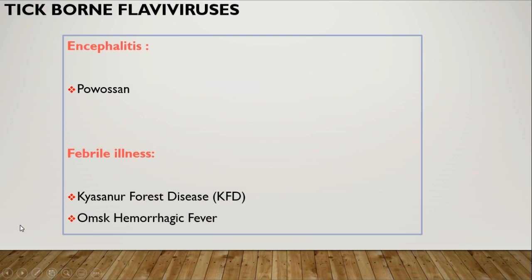So let's talk about tick-borne flavivirus. Tick-borne can also bring an encephalitis condition, an example of which is Powassan, and febrile illness is caused by Kyasanur Forest disease (KFD) and Omsk hemorrhagic fever. These are tick-borne flaviviral infections, which are transmitted by ticks, not mosquitoes.